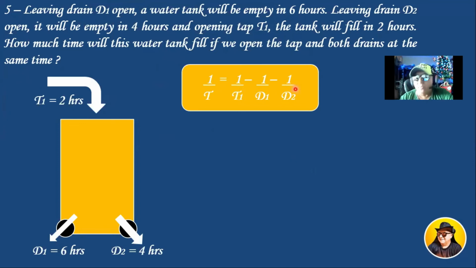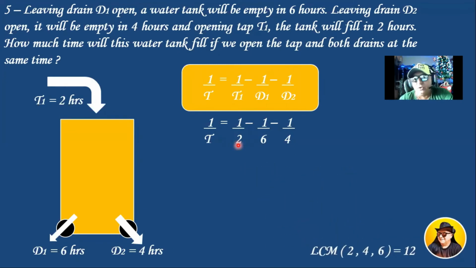Okay, now let's replace the values. 1 over T is 1 over 2 minus 1 over 6 minus 1 over 4. Now let's calculate the LCM of 2, 4, and 6. That is 12. Okay, now let's go ahead. 12 divided by 2 is 6. 6 times 1 is 6.